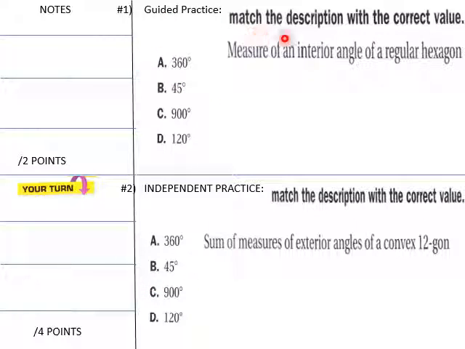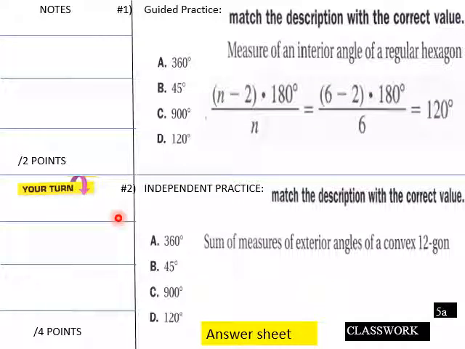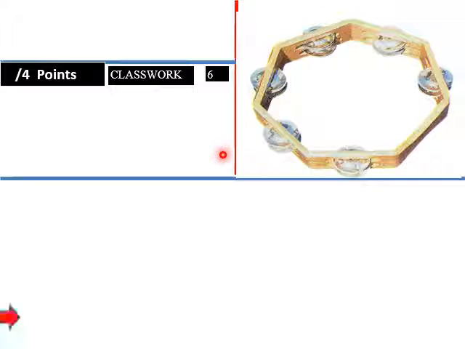Okay, now to practice. Match the description with the correct value: the measure of an interior angle of a regular hexagon. That's our guided practice. Students, your independent practice is here: of a convex 12-gon, so find the interior angles of a 12-gon. Okay, into our guided practice now. Here's our formula. We plug in here. 6 minus 2 over 6 times 180 is 120 degrees. D there for the guided practice.